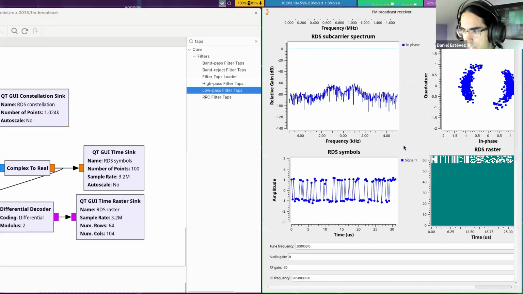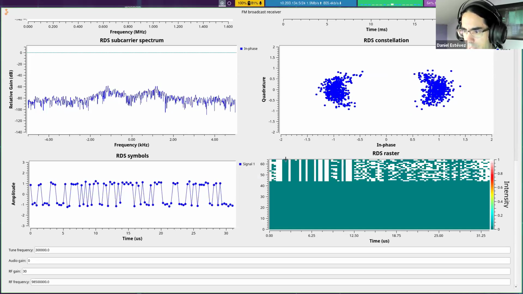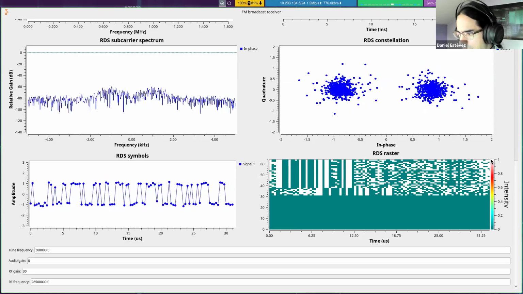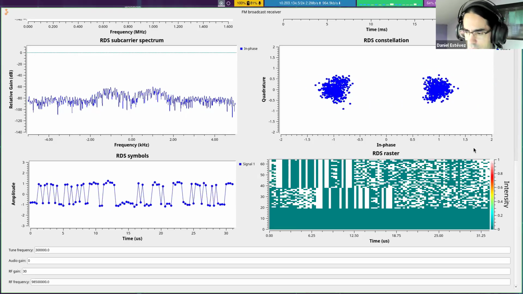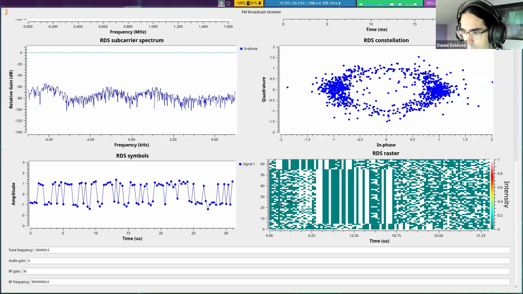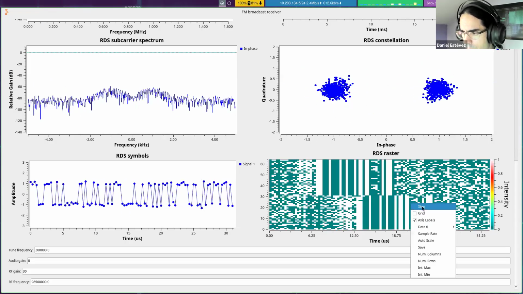And then there's this raster plot which basically shows the bits. Because of the way the transmitter works, they are organized in different blocks of, I forgot how many bits. It's probably somewhere here, 104 bits. So they are organized in blocks of 104 bits, and you can see the blocks here. This glitch is because of the recording.